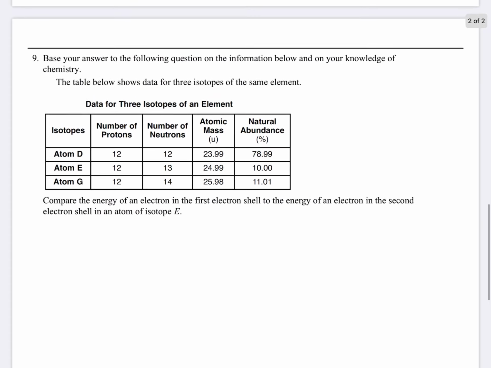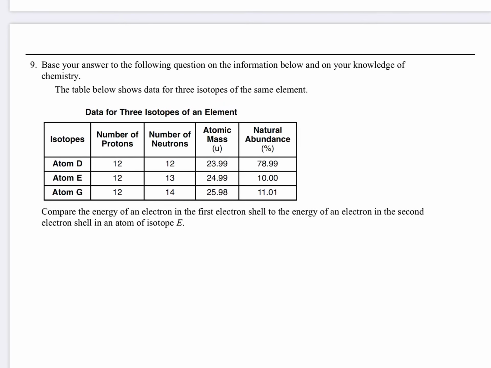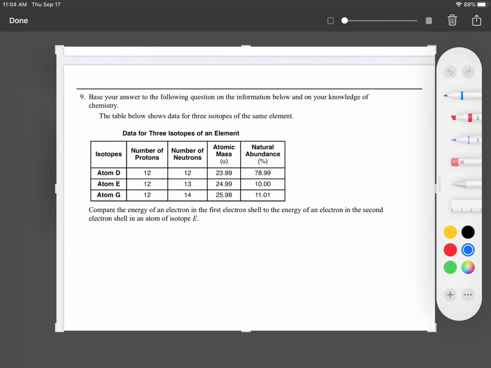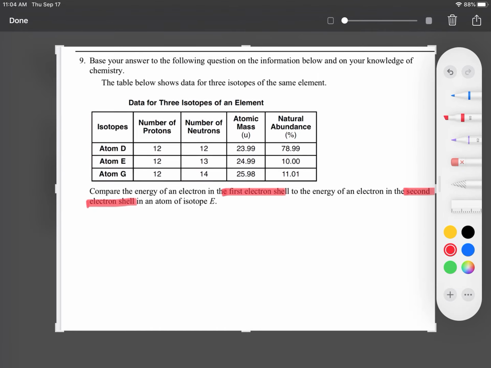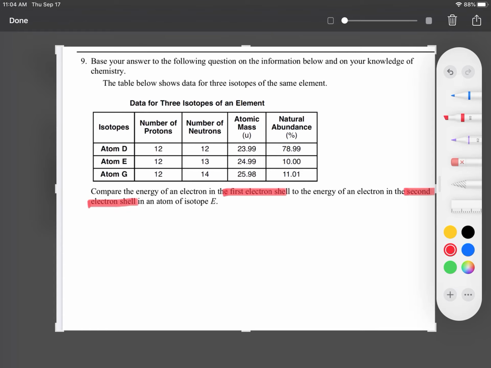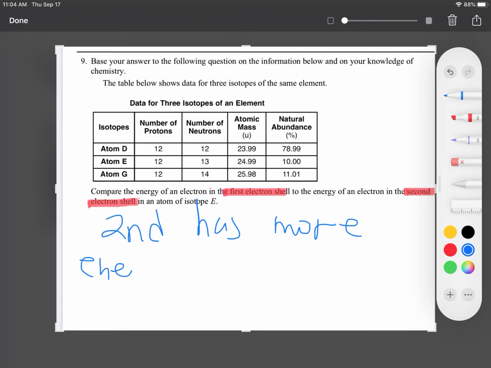Let's finish this worksheet off here. Last question, number 9. Compare the energy of an electron in the first shell to the energy of an electron in the second shell. Well, what do we say, guys? The further away you are from the nucleus, the more or less energy do you have? Well, the further away you are, the more energy. So compare the energy. Who has more energy, the first or second? You can say the second has more energy than the first, or you can say the first has less energy than the second. Either one will be fine.